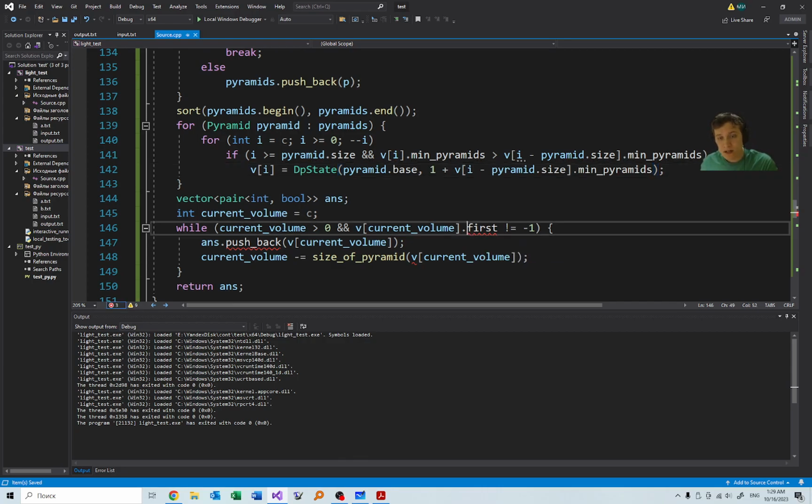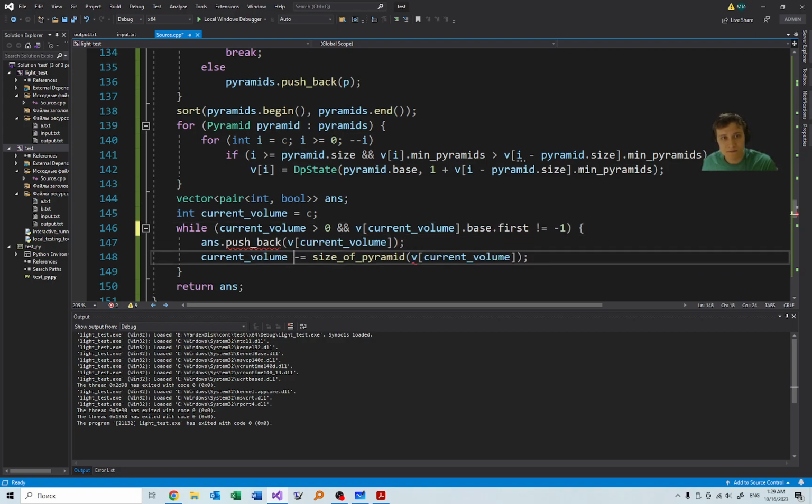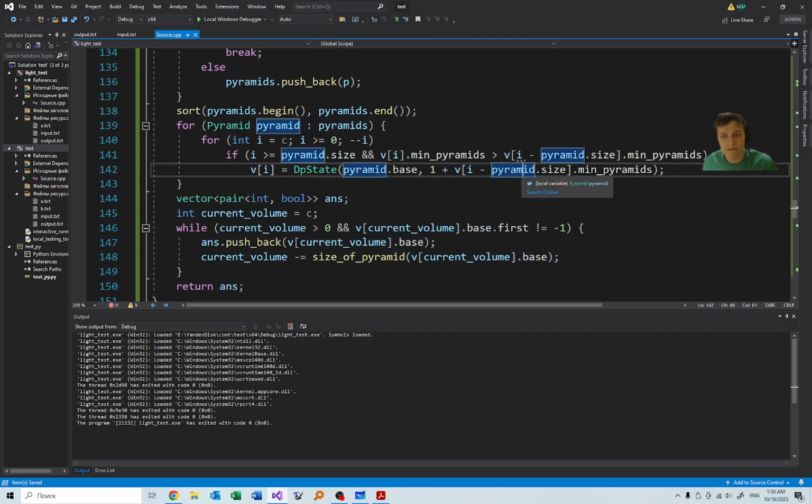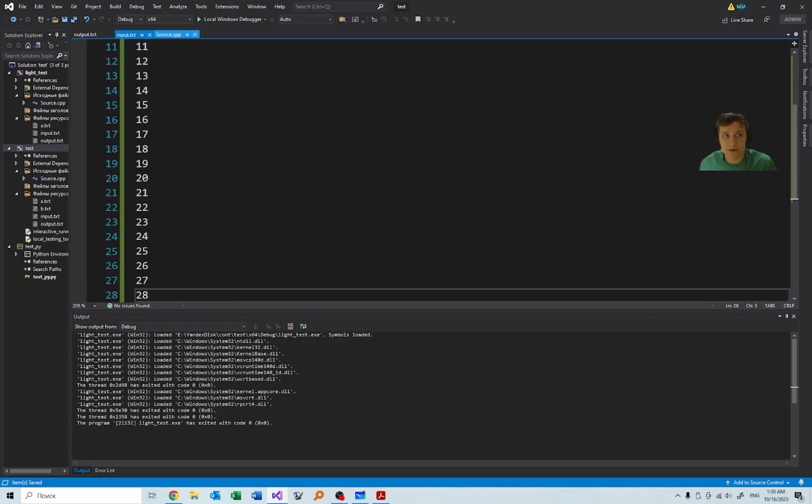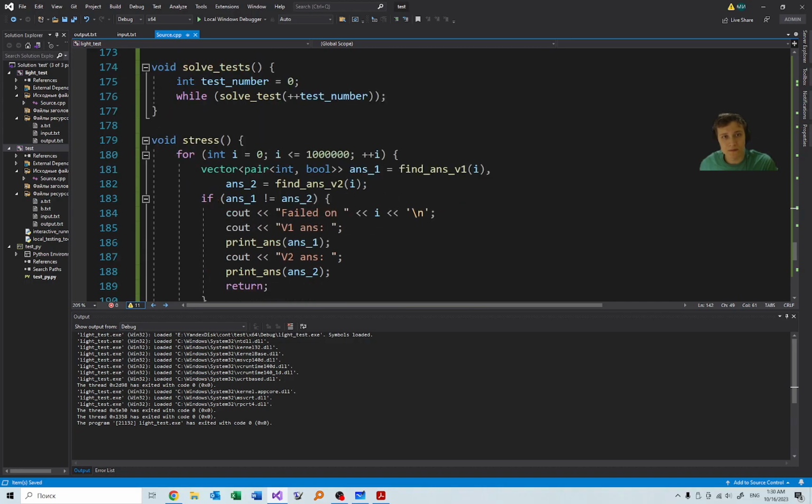So what do we do here? Actually, all the same. Base first, dot base, dot base. Let me think. I believe this now might be even a correct solution. Let's again stress it with v2 now.